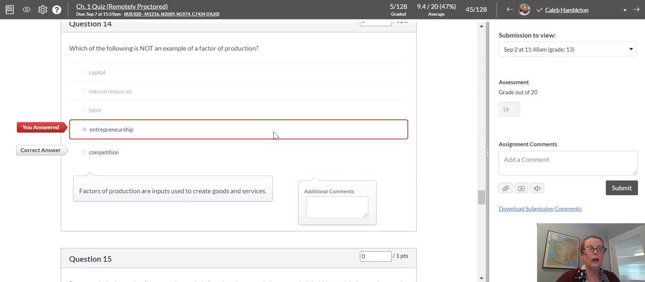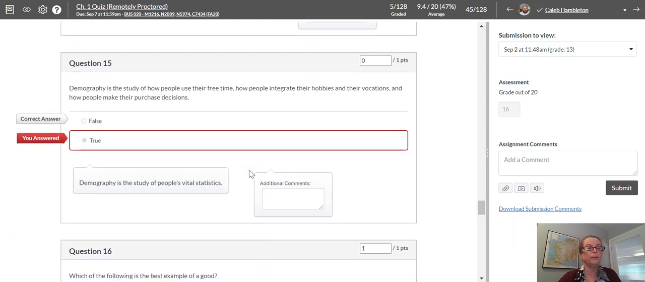Okay, let's scroll on. On question 14, which of the following is not an example of a factor of production? You answered entrepreneurship. It is actually one of the factors of production. The correct answer was competition. So competition is not a factor of production.